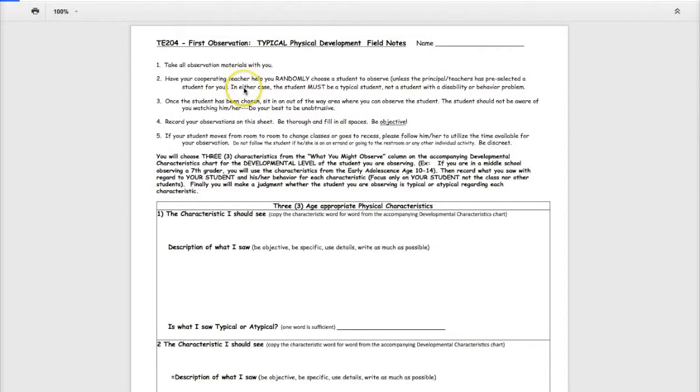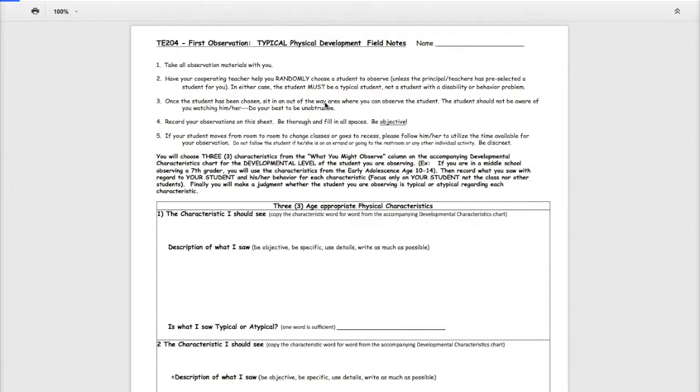In a lot of cases, the principal will assign you a particular student to observe, and if they have done that, be sure to reiterate that it needs to be a typical student, a student without an IEP. If you have not been assigned, you're going to randomly choose a student, possibly the fifth person that walks in the room, and again, just be sure that you're picking a student who is as typical as possible.